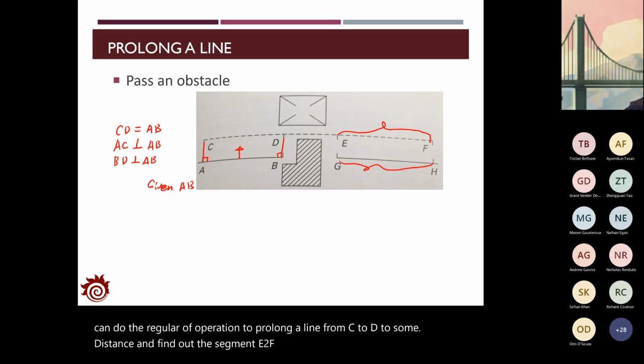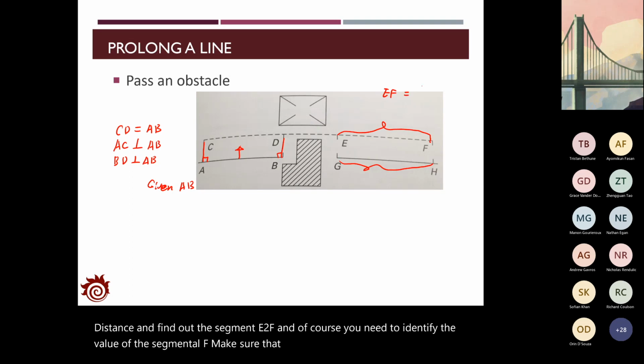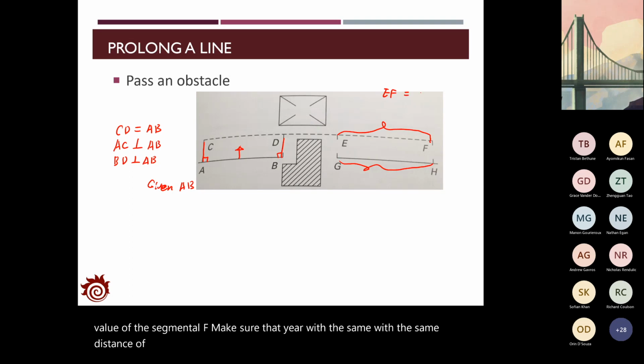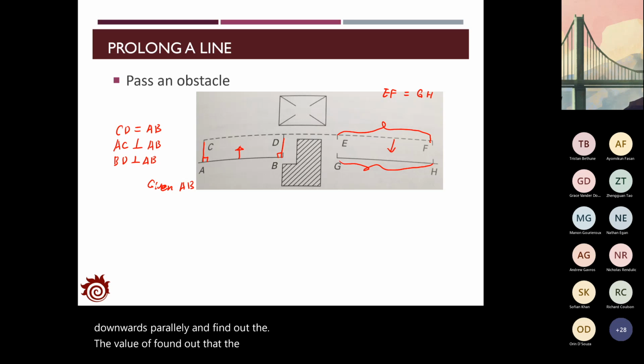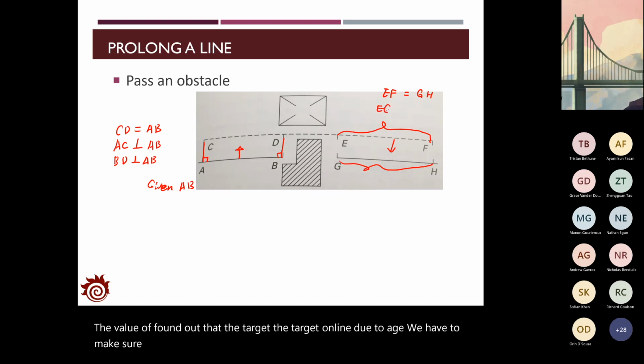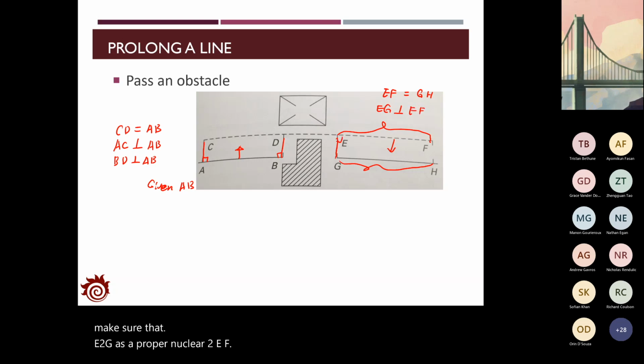Of course, you need to identify the value of the segment EF. Make sure that EF has the same distance as the target line G to H, and then you move this one downwards parallelly and find the value of the target line G to H. We have to make sure that E to G is perpendicular to EF, and also that F to H is perpendicular to EF.